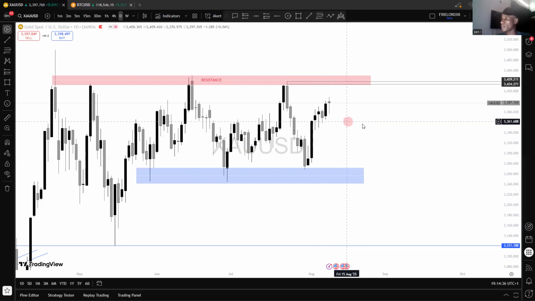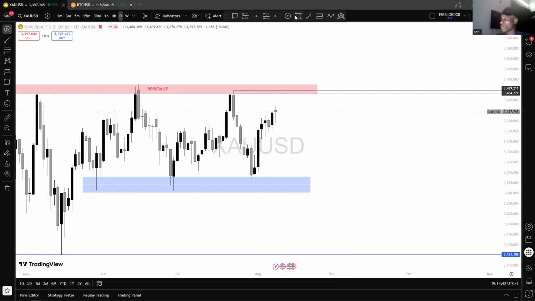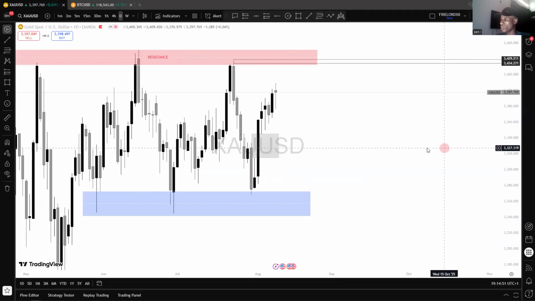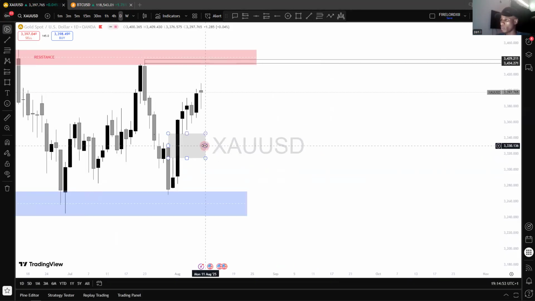So yes, we can see a push. You can see a clear buy push. This is a fair value gap on the daily time frame.